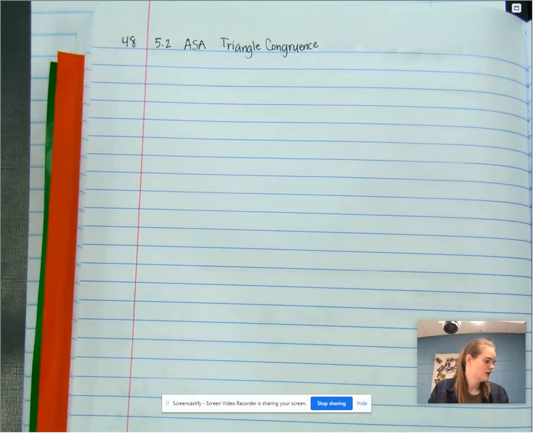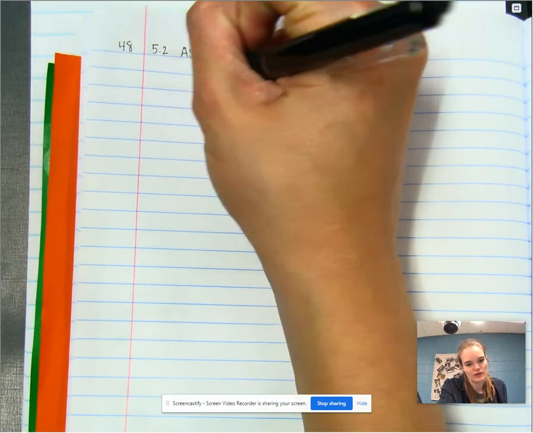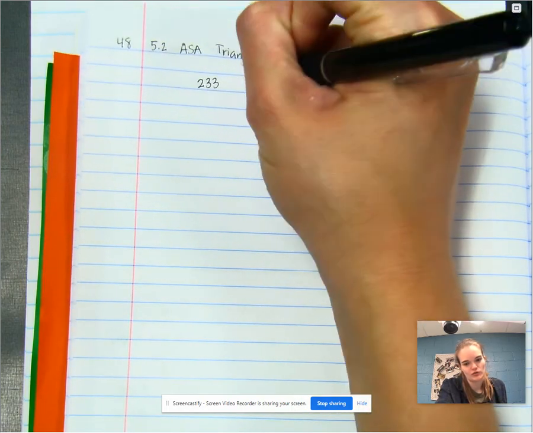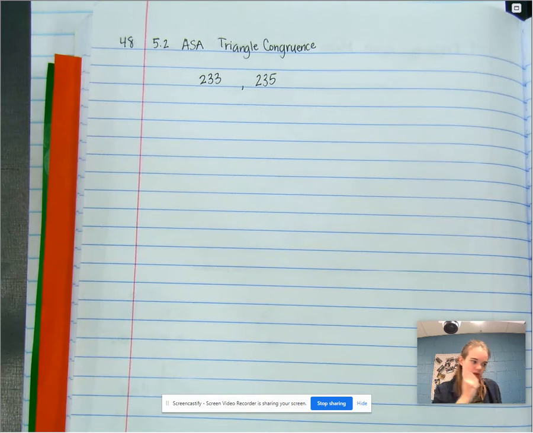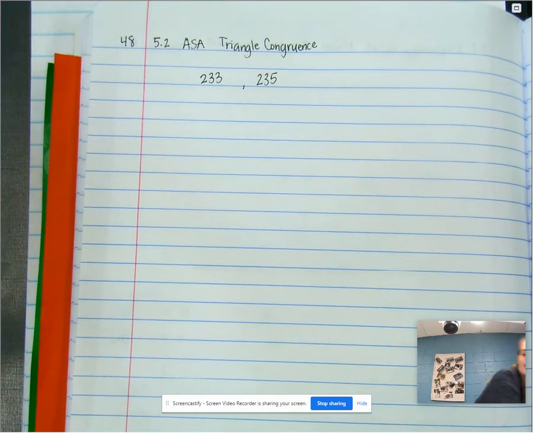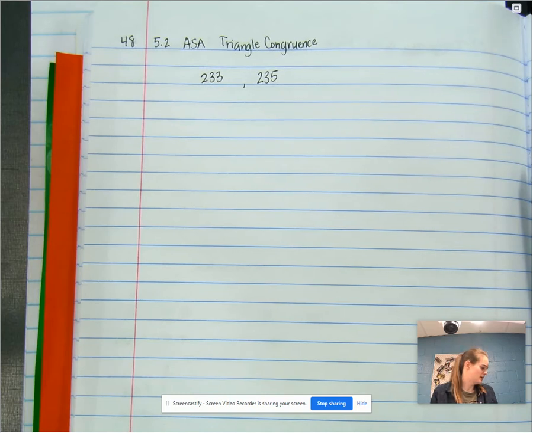Okay. So I need you to go ahead and tear out of your book a couple of pages. You don't have to write this down here. I'm just doing it in case you don't hear me. That's 233, 235. Rip both those out. I need to get a pair of scissors. I have scissors right here. Let's go ahead and rip those 2 pages out, and I'll show you exactly what you're cutting out.